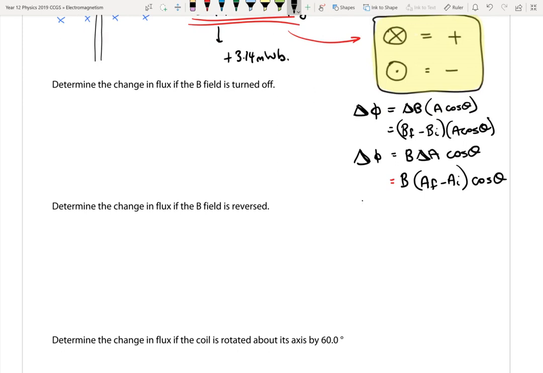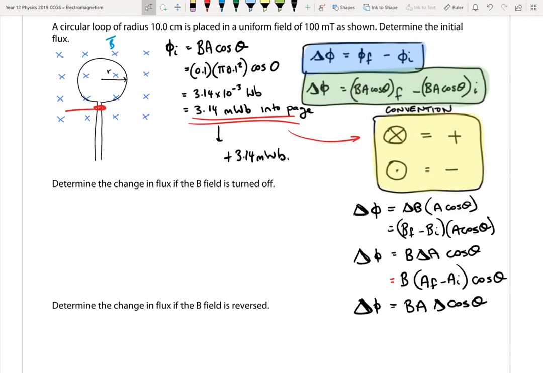And then lastly, the final way would be B A delta cos theta. I could change the angle of the normal to the coil. On my diagram, that would be taking my coil and rotating it around, get it spinning. So if I took that coil and I rotated it by 90 degrees, it's going from some flux value to 0. That's the physics behind a generator. You're taking a coil and you're rotating it around in a magnetic field. That's how you can change the flux.